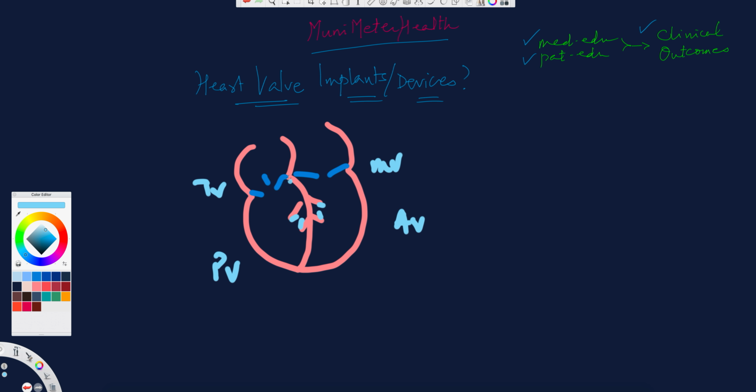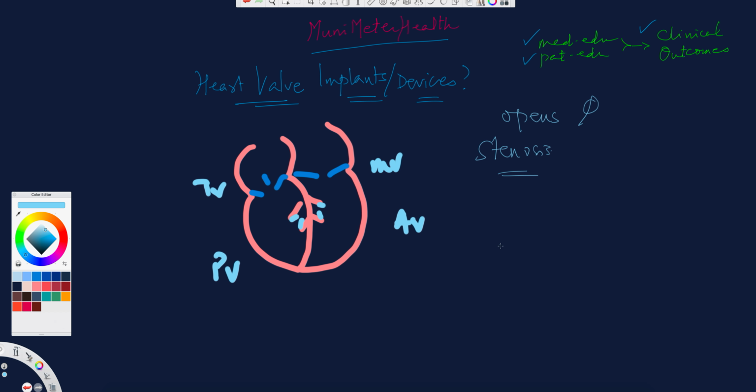Now, any of these valves, if they're not opening fully, will result in what is called stenosis. So remember, not opening fully. When it does not open fully, it's called stenosis. Now it could be tricuspid stenosis, pulmonary stenosis, mitral stenosis, aortic stenosis, and so on.